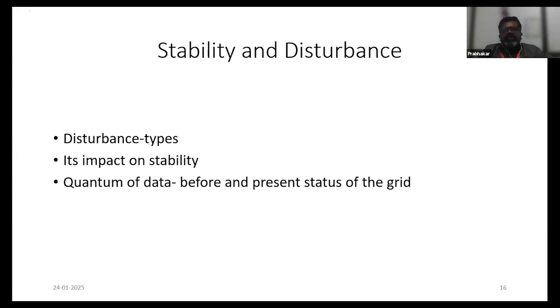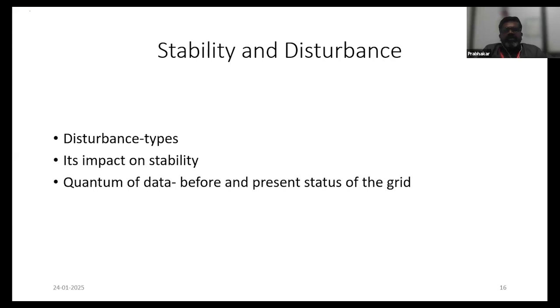So how far it is increased matters. When you study the types of stability, you might have come across various types where a slow increase in load, or a short sudden increase in load, can also affect or disturb the stability of the system.